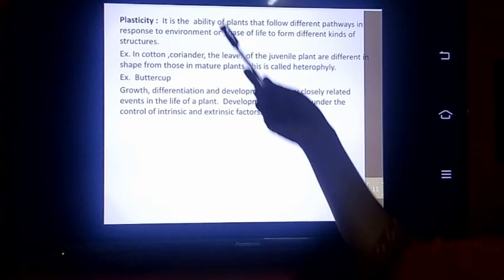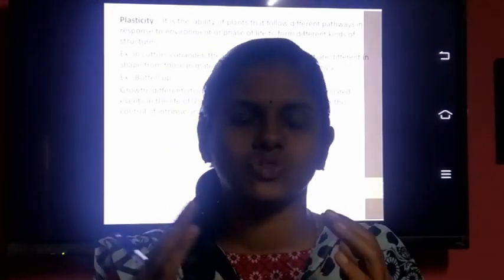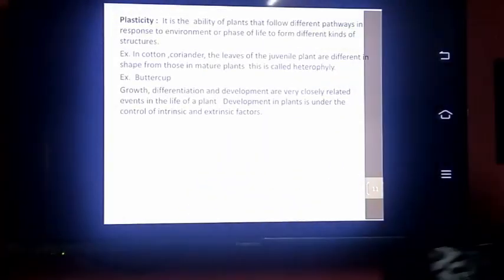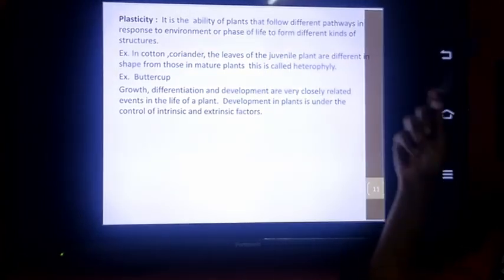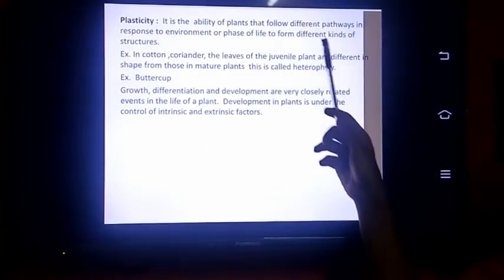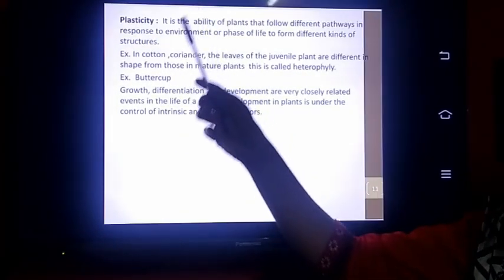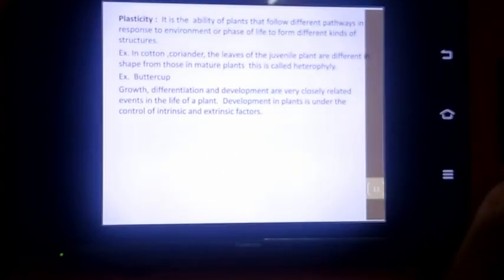And the next main factor is called environmental factors. The environmental factors may be sunlight, temperature, humidity, water. These are all the environmental factors which affect the plantlets and change their structure. That is called plasticity: the ability of plants to change their structure in response to environmental factors and life phases.